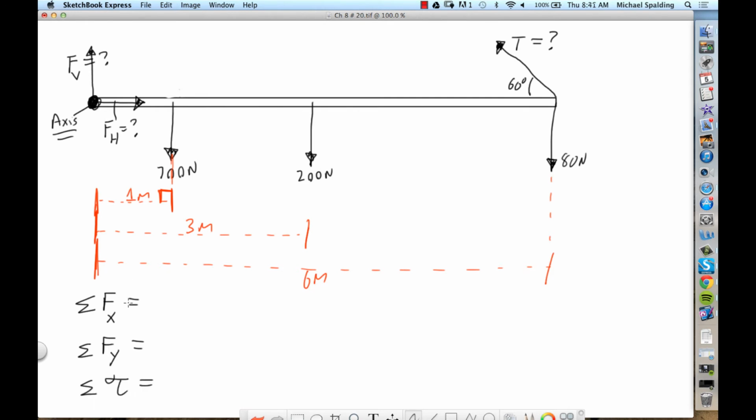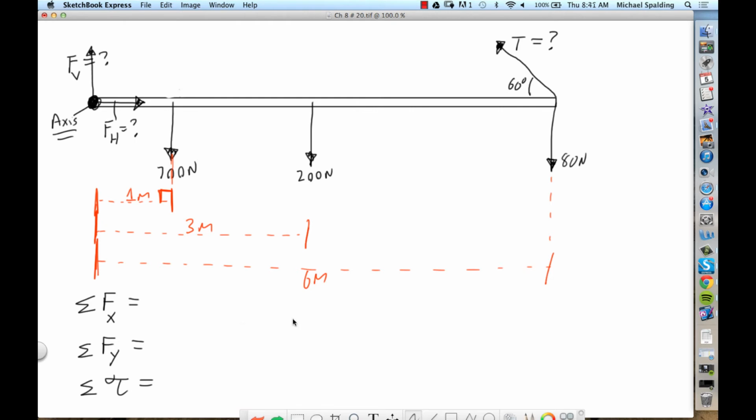All right, summing forces X. Hey, and by the way, what's the sign convention for summing forces? Plus, minus, plus, minus. And what's the sign convention for summing torques? It's going to be clockwise, counterclockwise. Pick one as plus and the other as minus. Okay, they have different sign conventions.